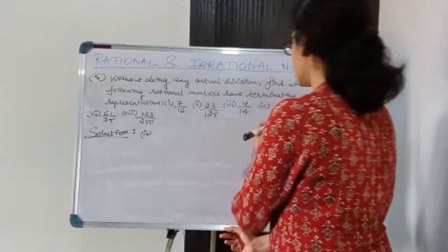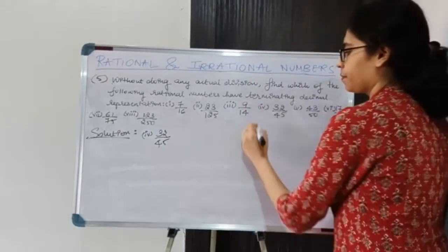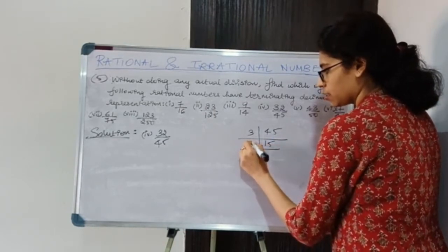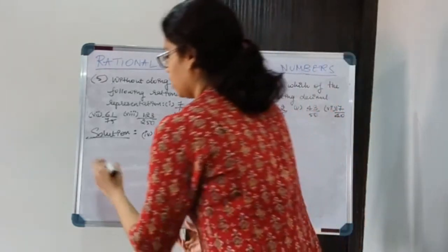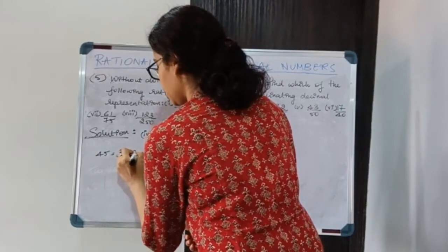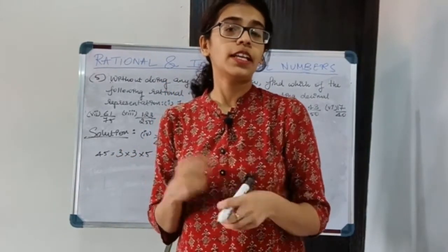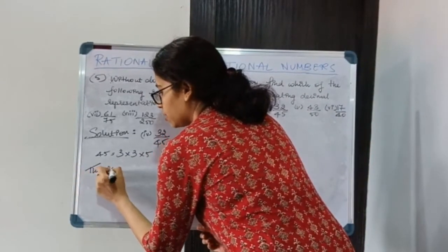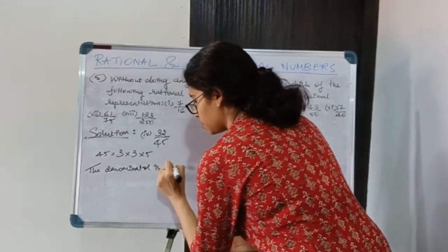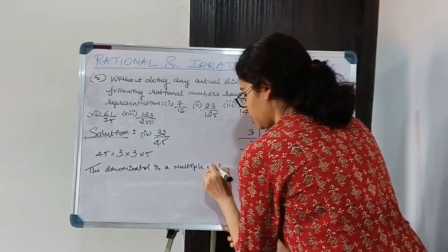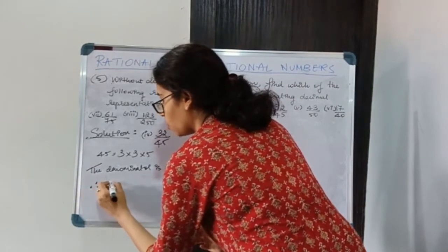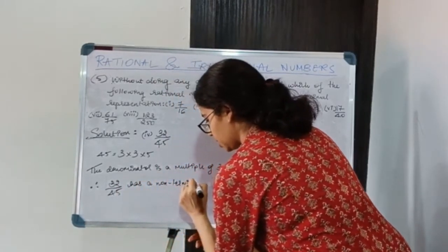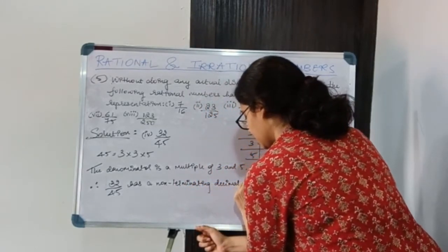Considering the fourth fraction, that is 32 by 45. I'll factorize it. 3 15s are 45, 3 5s are 15, 5 1s are 5. So 45 is a multiple of 3 and 5. So if it is a multiple of any other number besides 2 and 5, then it is a non-terminating decimal. It is a multiple of 3 over here. Therefore, I'll write down the denominator is a multiple of 3 and 5. Therefore 32 by 45 has a non-terminating decimal representation.